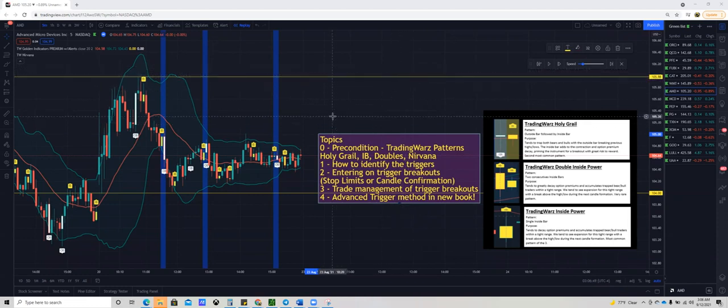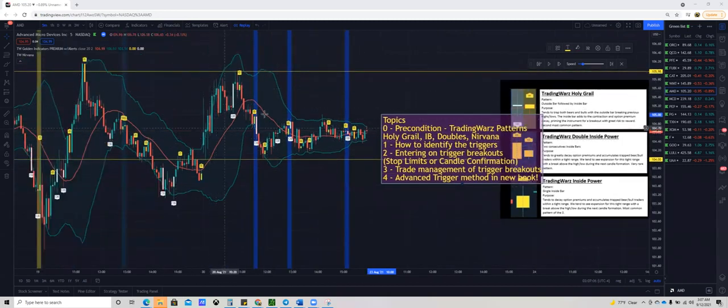So first and foremost, guys, we need a precondition. For me, I'm looking for any of the Trading Wars patterns to help me find stocks that are consolidating and looking to break out the next day. Right here on the right, I have my patterns, the Holy Grail, double inside bar, and inside bar patterns. And we can see right here with AMD, we actually had an inside bar close on the daily chart.